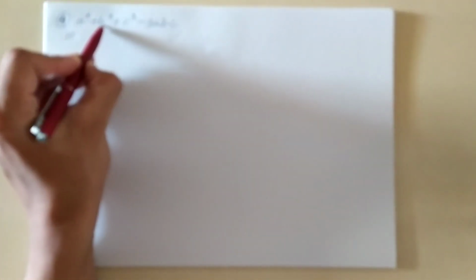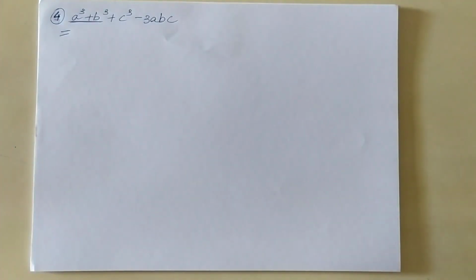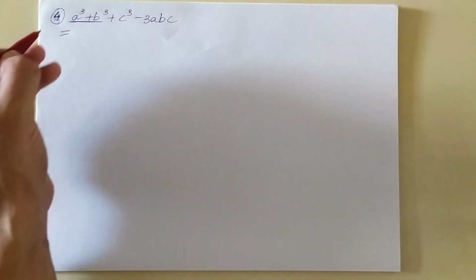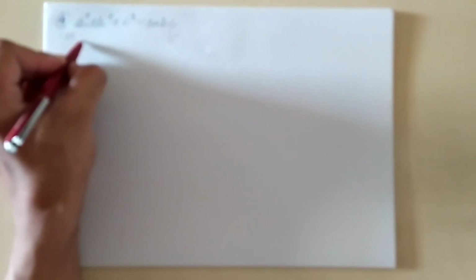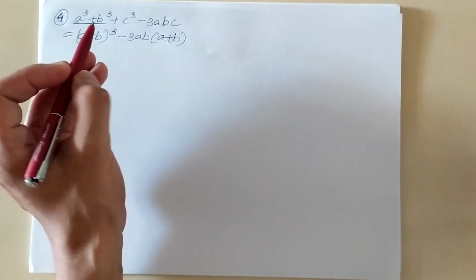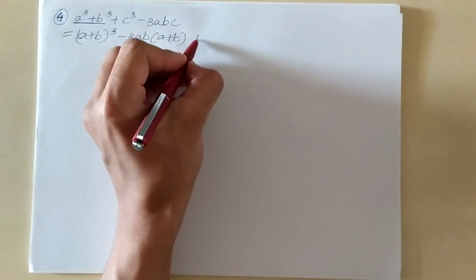In this expression we can see a cube plus b cube. So we can apply the formula which we learned in the previous video. So on applying the a cube plus b cube formula, we will get a plus b whole cube minus 3ab into a plus b. Now the remaining terms we will write as it is, plus c cube minus 3abc.